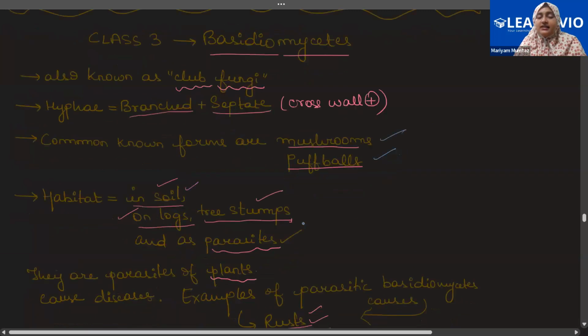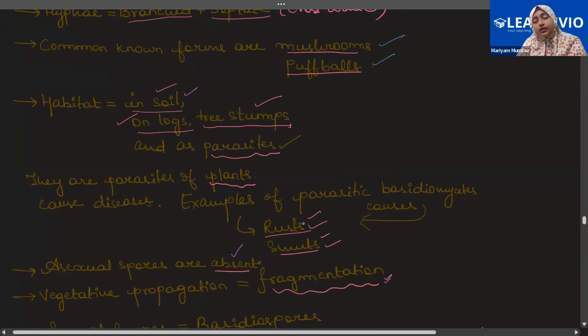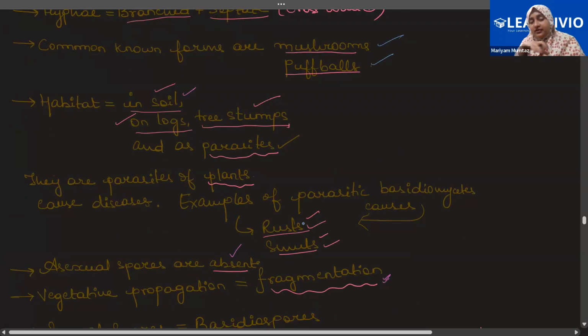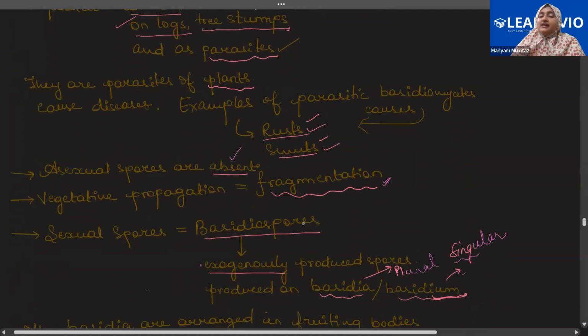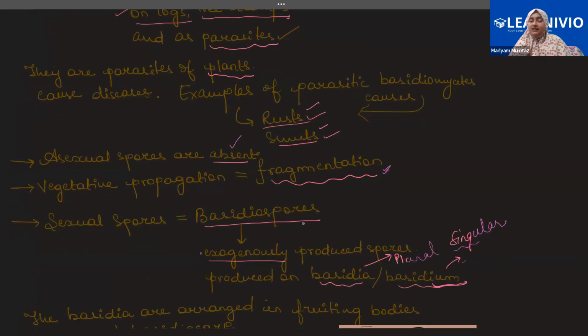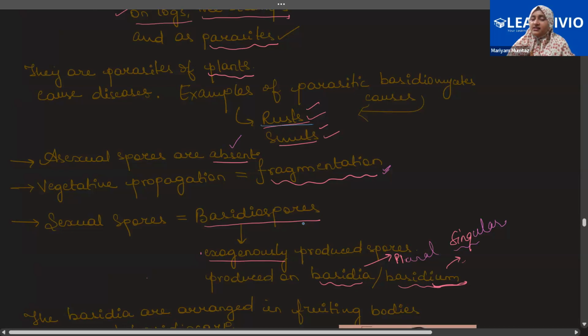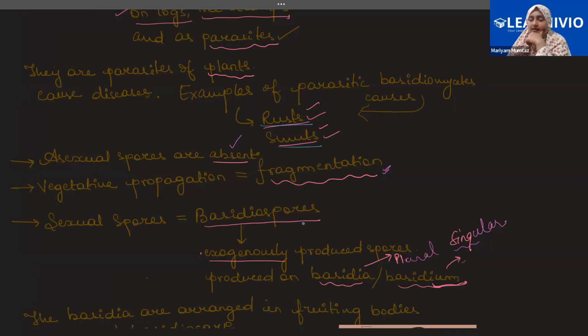Now their habitat, they can be found in the soil, on the tree logs, under the tree stumps, and even as parasites. So these are the various habitats in which you can find the Basidiomycetes. They are mostly the parasites of plants. It causes diseases in the case of plants. For example, the parasitic Basidiomycetes causes the rust and the smut. Rust of any plant and the smut of any plant are the two types of diseases in the plants.